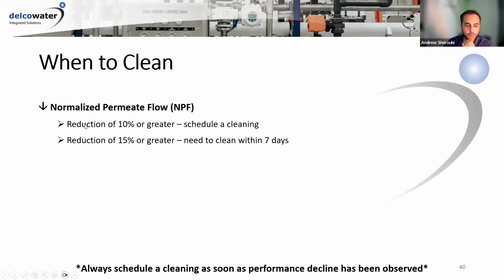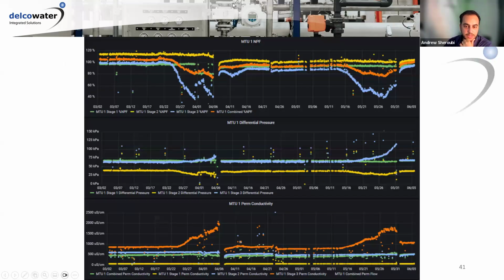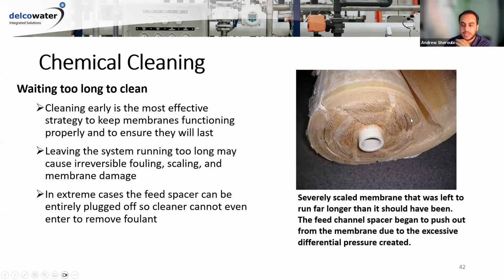Quick note, when you have a reduction of 10% or greater in the NPF, this is where a cleaning needs to be scheduled. Once you get to 15% or more, then it should be cleaned within 7 days so you can prevent long-term fouling. And just so you know, here's what cleaning looks like, but very frequent cleaning, like once a month, is too much. Usually you want it to be anywhere between 2 to 4 times a year.